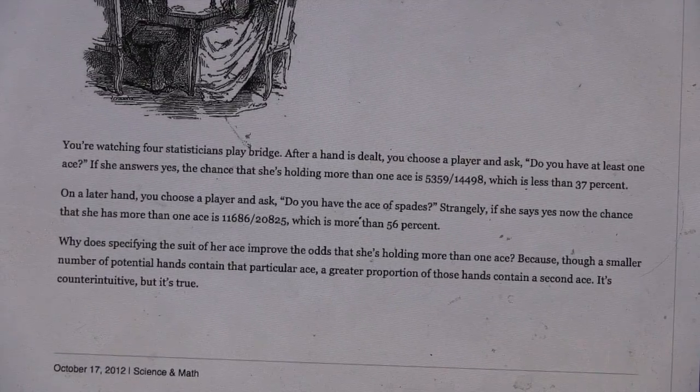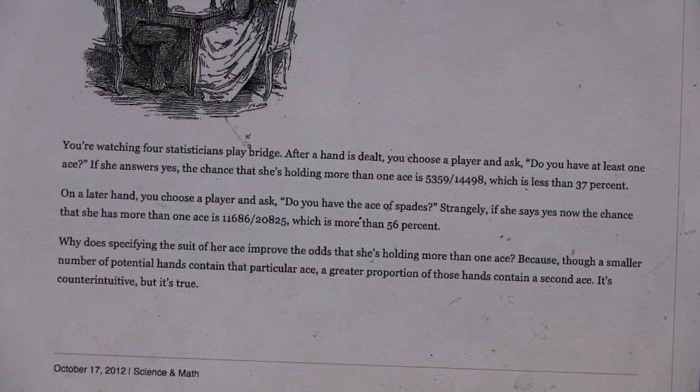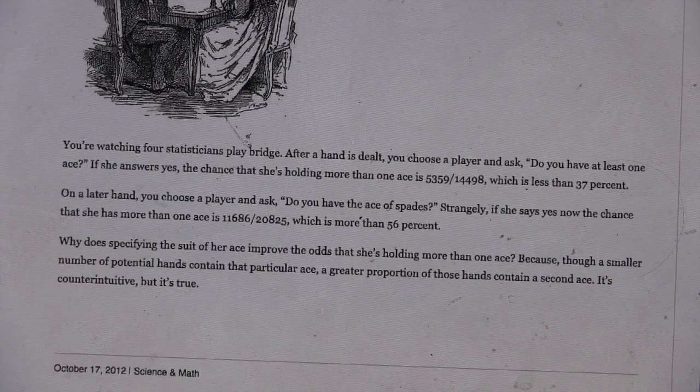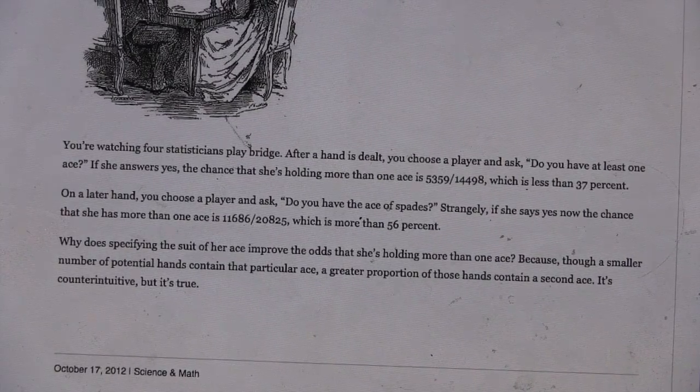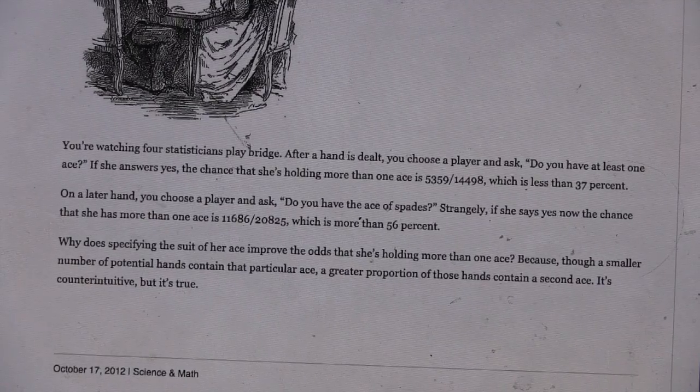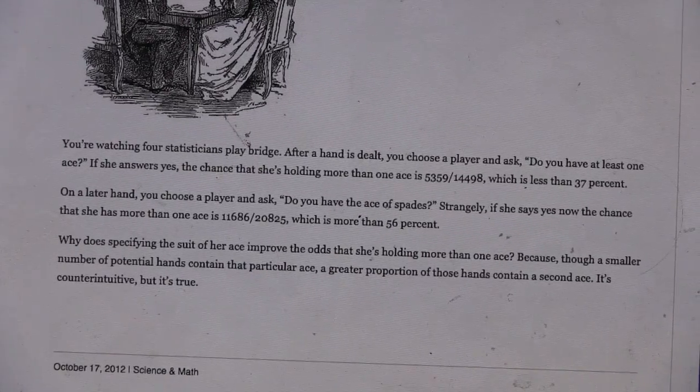Okay, so the person who says, yes, I have at least one ace, has about 37% chance of having two. On the later hand, you choose a player and ask, do you have the ace of spades? Strangely, if she answers yes now, the chance that she has more than one ace is about 11,686 over 20,825, which is more than 56%. So the person who has the ace of spades actually has a higher chance of having more than one ace.